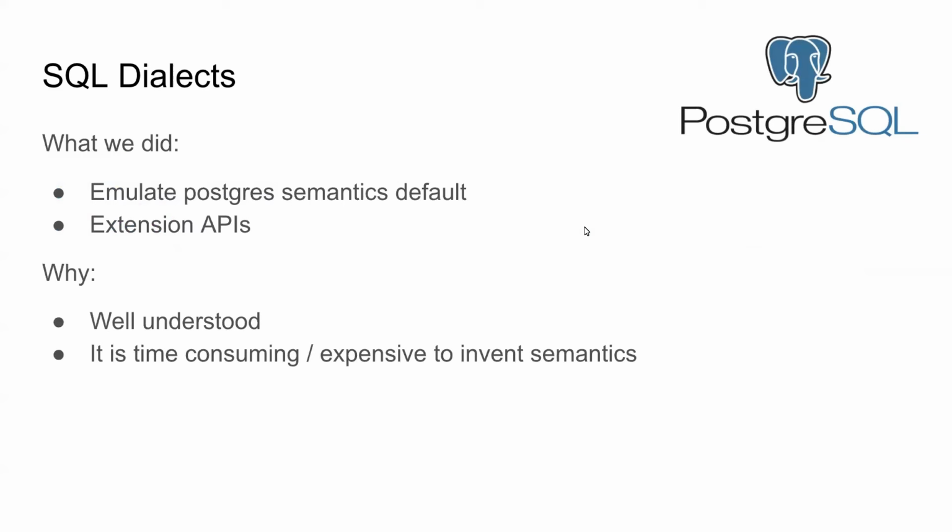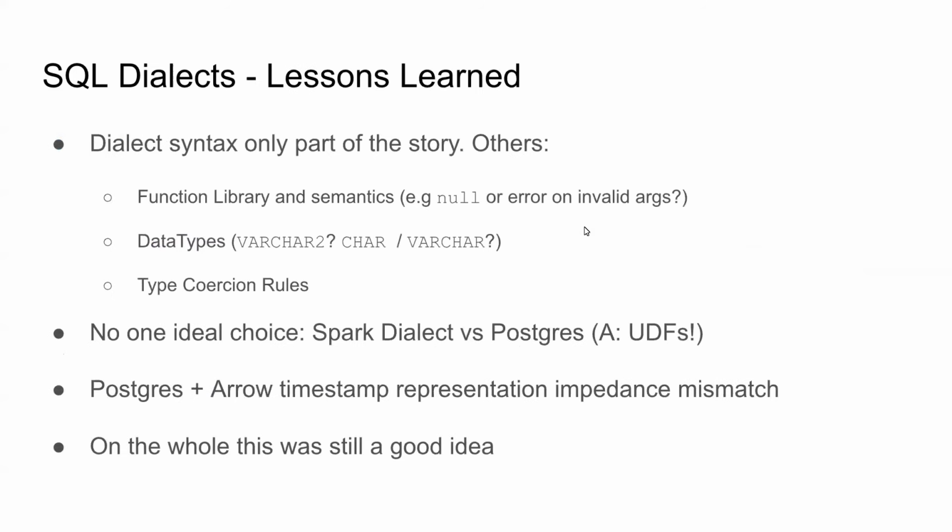It's had 20 years of study, right? You don't have to spend a lot of time defining the semantics. The downside, of course, is that not everyone likes Postgres, right? Some people want their system to behave like Spark, or some people want their system to behave like something else. It also turns out that the syntax is actually only a part of what it takes to implement the dialect. Arguably a much larger piece is the semantics of all the functions.